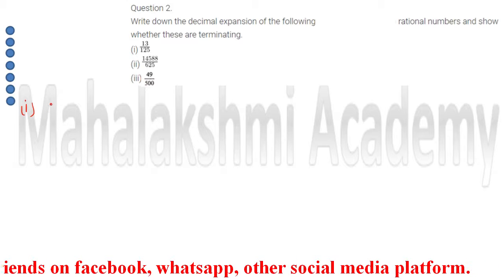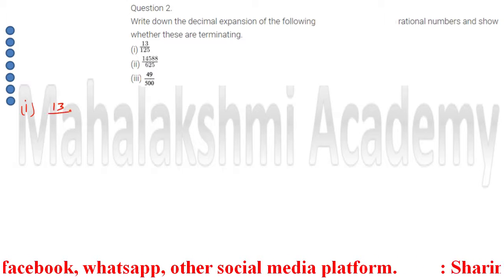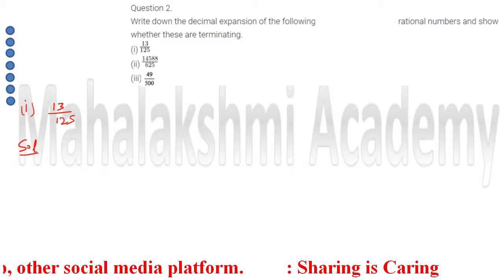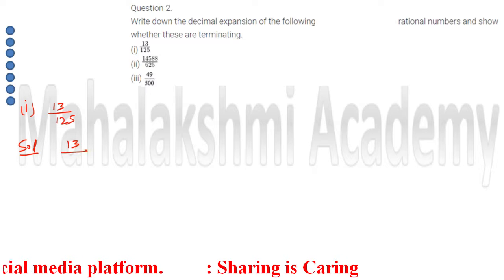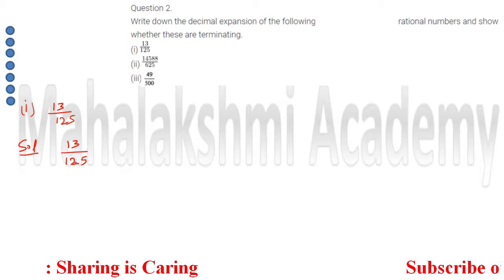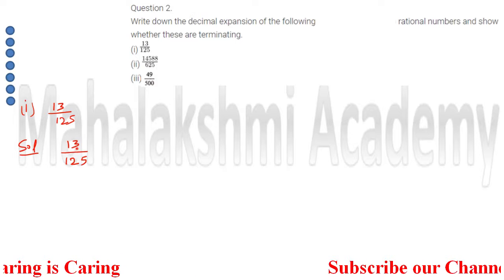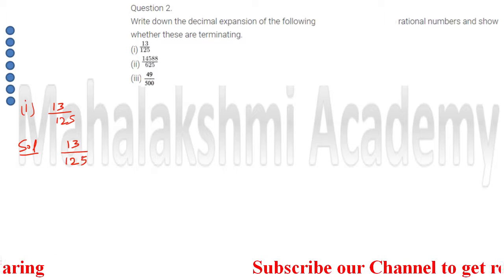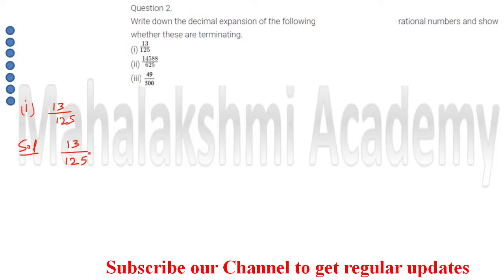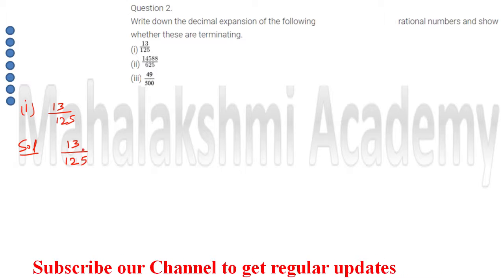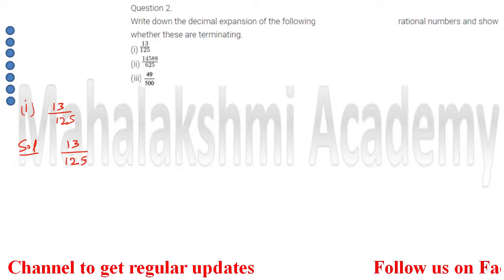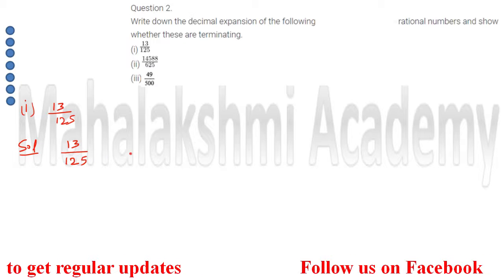In the first part, the given fraction is 13 upon 125. Whenever we get a fraction, the first step is to check whether we can further reduce it or not. You can see that 13 is a prime number which we cannot reduce. That's why this fraction is in its simplest form. After confirming that the fraction can't be reduced, you factorize the denominator and write it in its prime factors form.